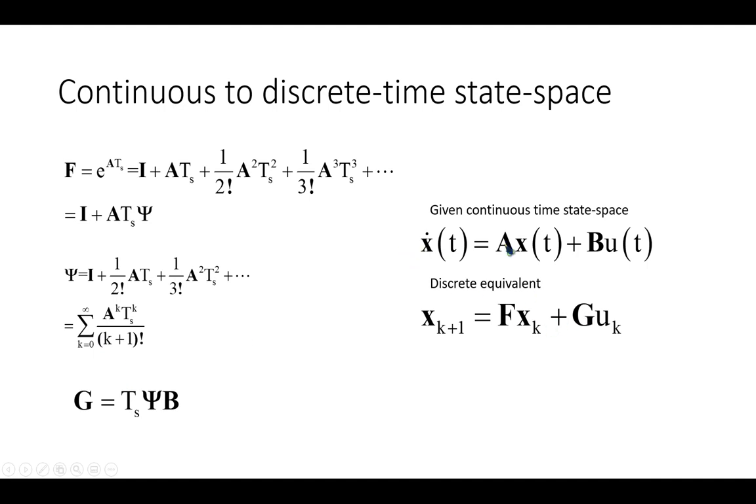So this is the continuous time, x dot equals Ax plus Bu. This is the discrete equivalent, x k plus 1 is Fx plus Gu. We can find a discrete equivalent, G is Ts psi B. And that means we can convert from continuous time to discrete time. And MATLAB will do this for you as well, so you don't even have to do that. But that's how it's done. At least that's one way it's done.